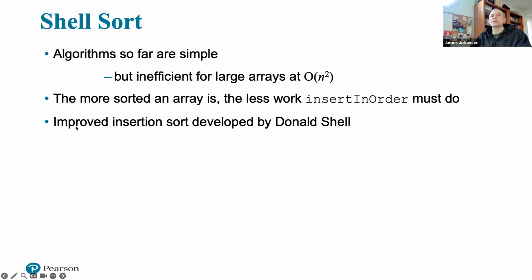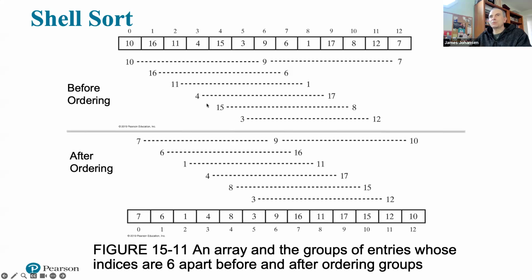So the improved insertion sort was developed by Donald Shell. Basically, we're having a suboptimal approach of, well, let's just swap a few elements. It may not be the smallest element, but we do it one step at a time. And so we can see that we start here. Well, 7 is smaller than 10, so we swap those.